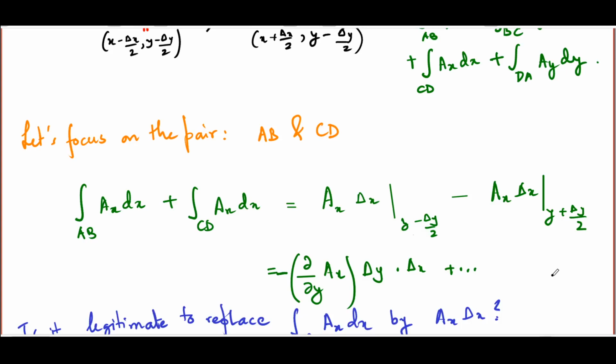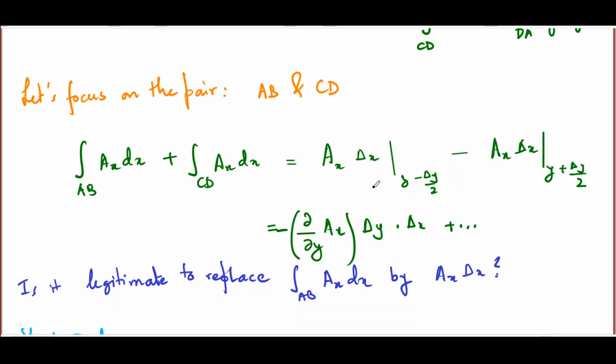Now the more mathematically minded among you might be inclined to ask, this particular step, this integral being replaced by Ax Δx, is that at all a legitimate thing to do? You might say, why not? After all, I did justify this the last time by saying this side is small, that is Δx is a small value, so Ax hardly gets a chance to change. So that's why we are replacing the integral Ax dx over AB by Ax, the value there, times Δx.